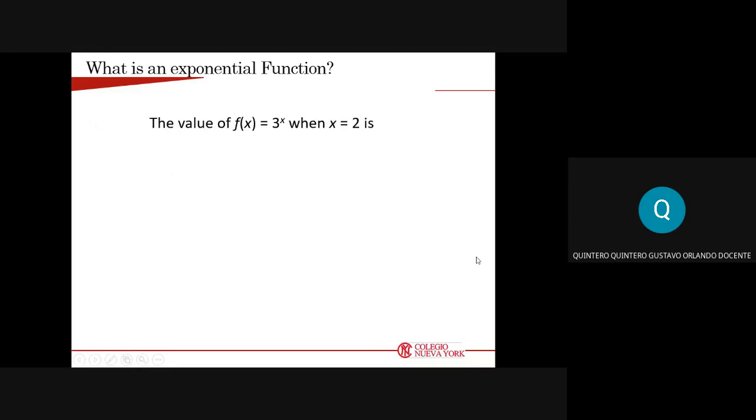All right, cool. How do you find the values of the function when we replace? So take a look at this. What is the value of f of x when x equals 2? What we do is just replace the values of x by 2. So instead of x, we're going to write down a 2. So instead of doing 3 to the x, we're going to do 3 to the 2. That means replacing the value, evaluating.